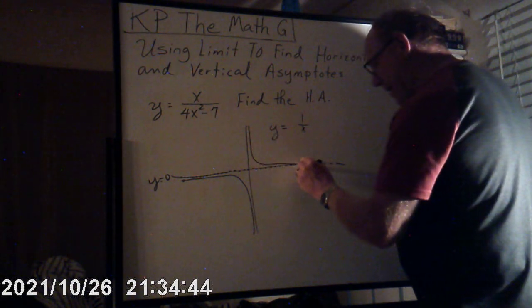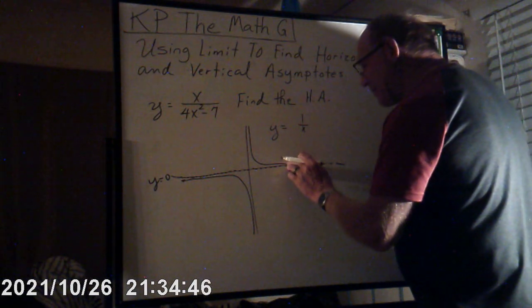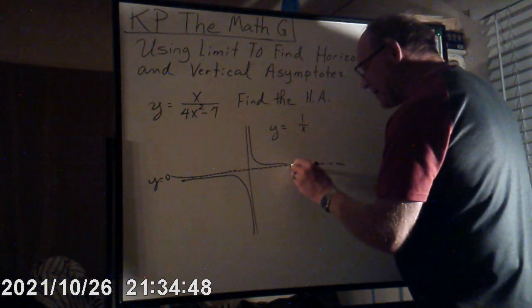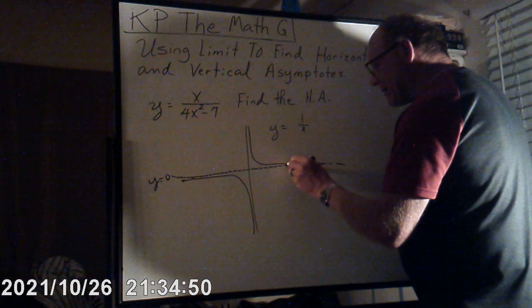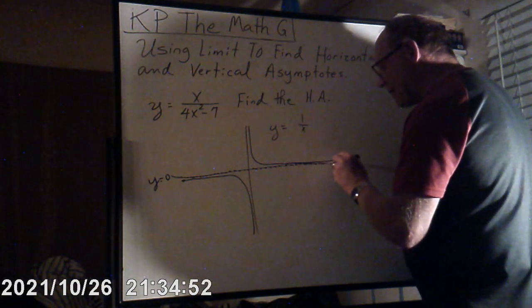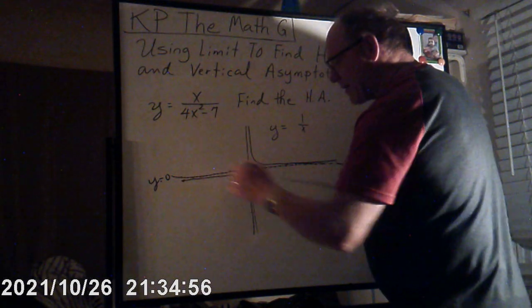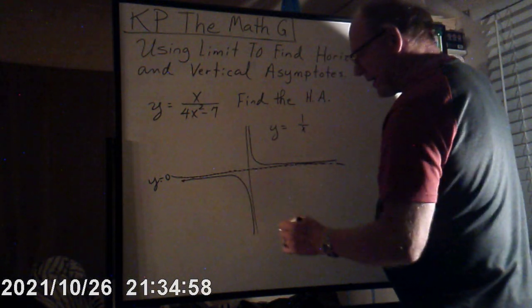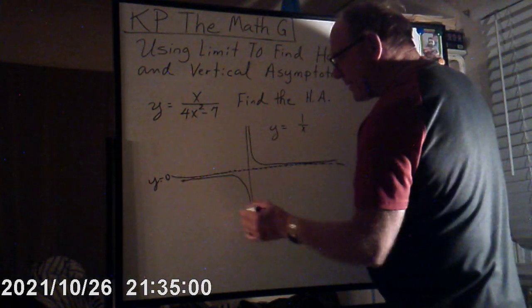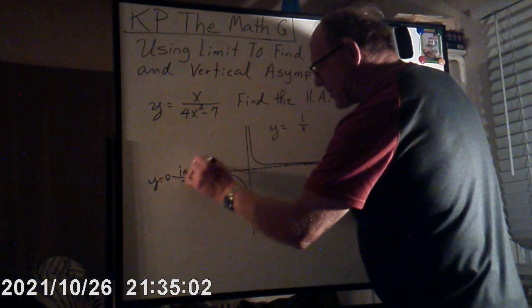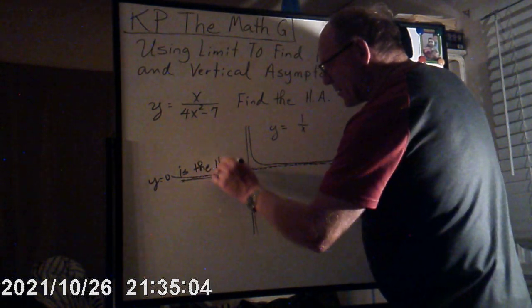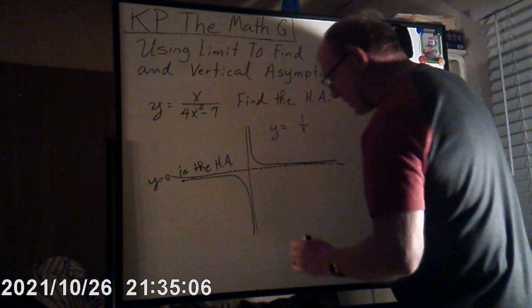And as it comes down, it gets close. It never really crosses that boundary line, that little dotted line that you're not really seeing. I know that's not a really great graph, but that's the idea. So y is equal to 0 is the horizontal asymptote.